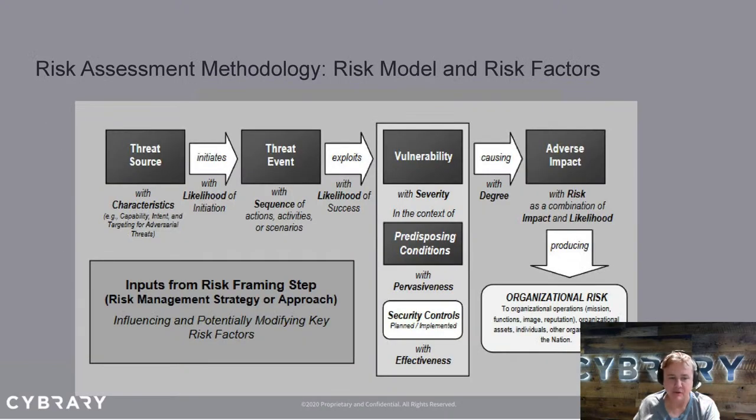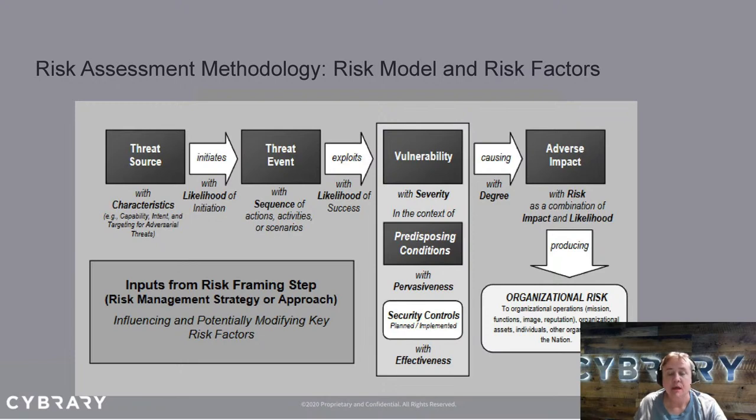Then we define a model. Now, this risk model is defined in NIST 800-30. And it says, okay, when you're looking specifically at risks for the organization or for a system, in this model, we start with the threat source, an internal attacker. So an internal attacker might initiate a threat event like an improper access of data. That might exploit a vulnerability like lack of authentication or lack of access control.